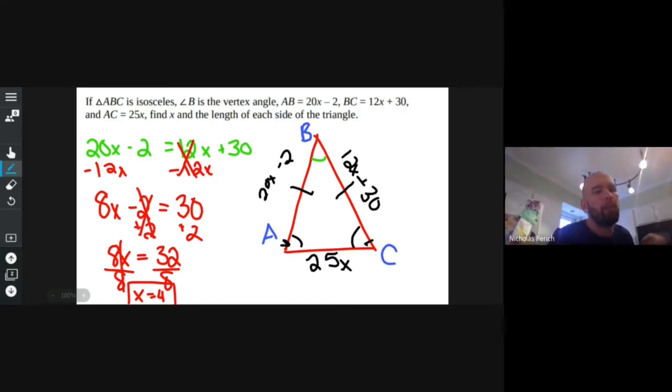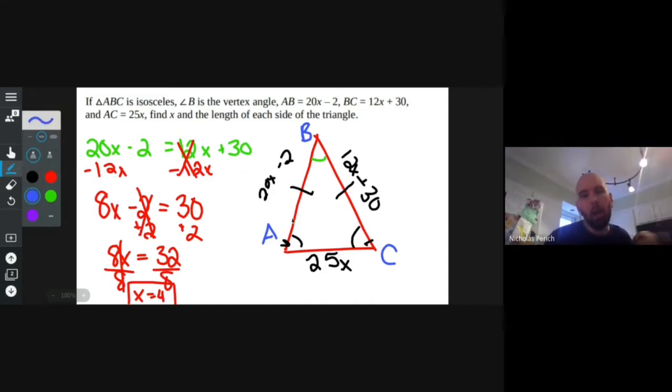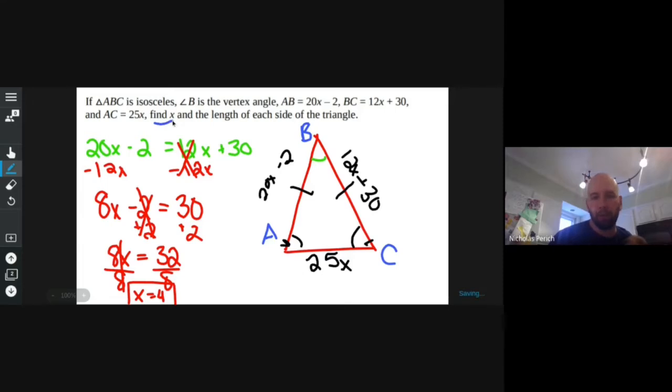All right. So again, the important piece to start out was the fact that we had an isosceles triangle. In an isosceles triangle, you have two base angles that are the same and two sides that are the same. That allowed us to set the two sides equal to each other to find out that x equals 4, and that's part 1. Part 1 is to find out x. We did. Great. Now I have to find the length of each side.